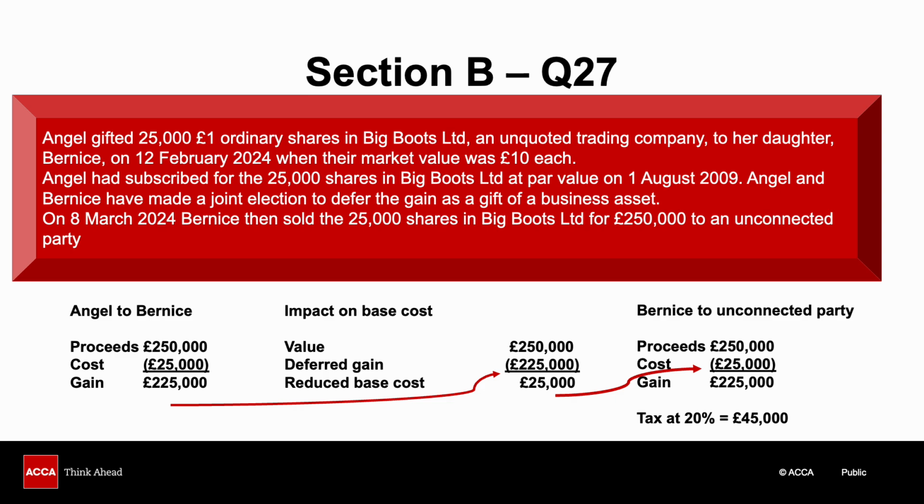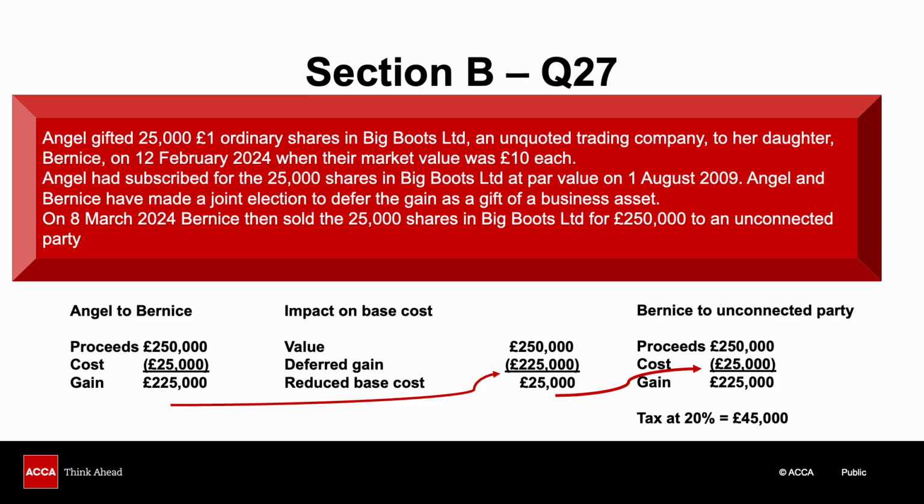So when Bernice sells them, she sells them for £250,000 in this case. When she got them from Angel, they had a market value of £250,000 at that point, so you'd think, oh, no gain for her. But she has taken on the burden of Angel's gain of £225,000. How that happens is by using that reduced base cost. So when Bernice sells the shares onto the third party, she now is hit with this gain of £225,000 and she'll get taxed on that. We were told in the question she's a higher rate taxpayer and she's used the annual exemption already, so we're just taxing that at 20%.